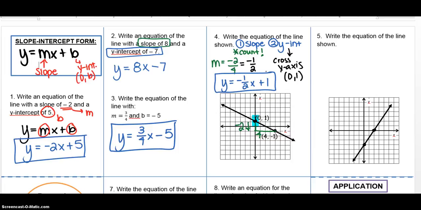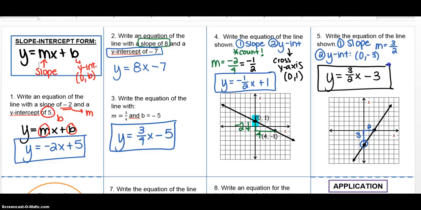In example 5, same idea. Write the equation of the line shown. First thing we need is the slope. Let's count it. Furthest point left, up how many? 1, 2, 3, over 2. So our slope is 3/2. And how about the second thing that we need? We need the y-intercept. Looks like it crosses the y-axis down at -3. So to write our equation, we have y equals, first the slope times x, then the y-intercept. Remember, it's -3 because the y-intercept is -3.